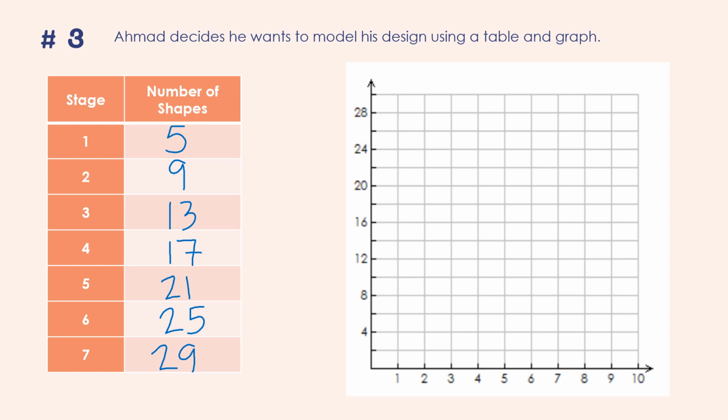When you're graphing, the stage number will go along the horizontal axis. It's going to act as what you learned last year as X, and the number of shapes will be on the y-axis or the vertical axis. The other thing that's going to be important is to pay attention to scale.